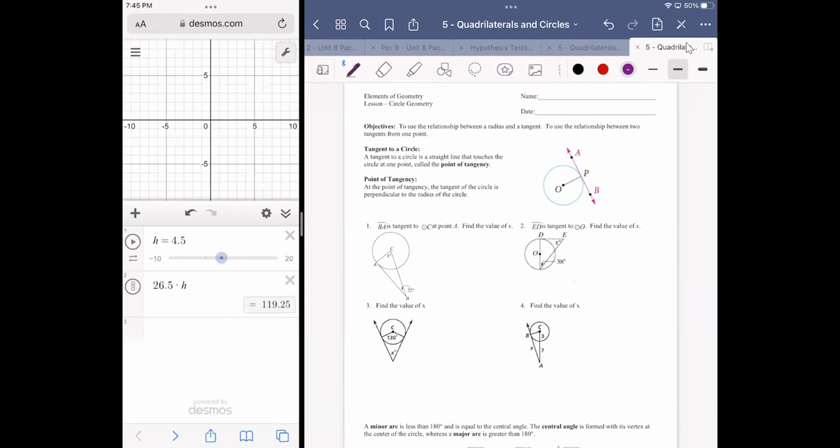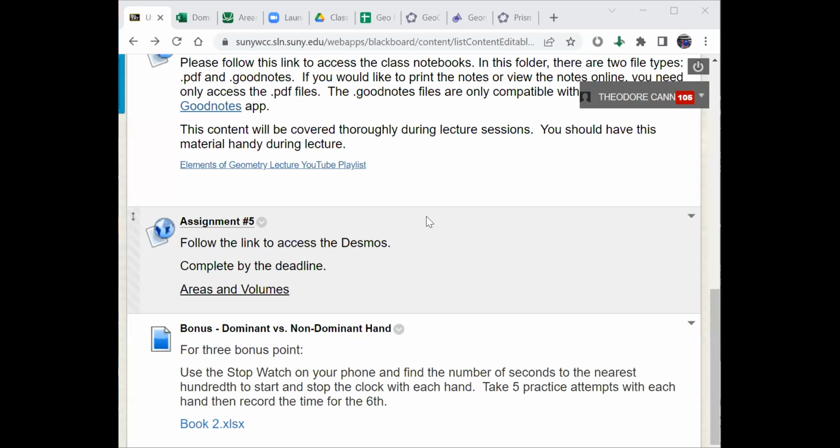Let me pause. Use the stopwatch on your phone. It doesn't have to be an iPhone, but it should be some sort of smartphone, or, I suppose, it doesn't even have to be a smartphone. It just has to be a phone that has a stopwatch on it. And find the number of seconds to the nearest hundredth to start and stop the clock with each hand.